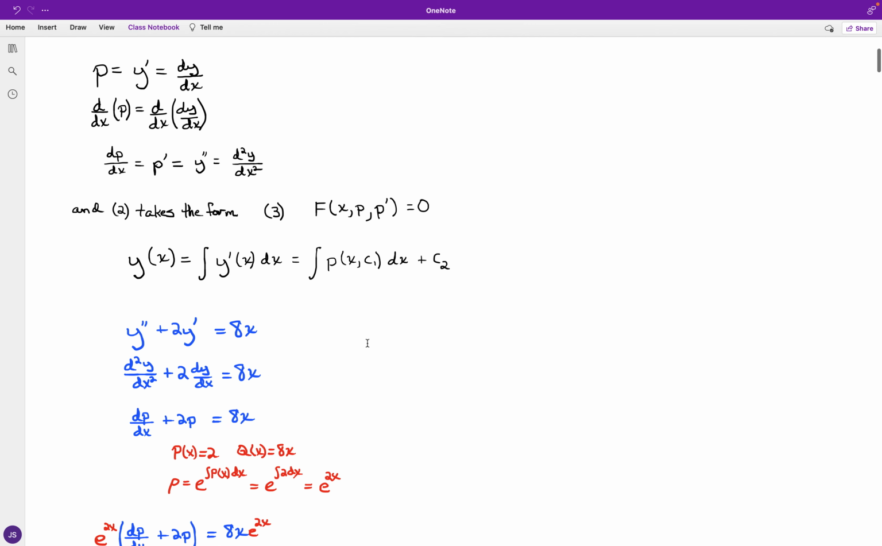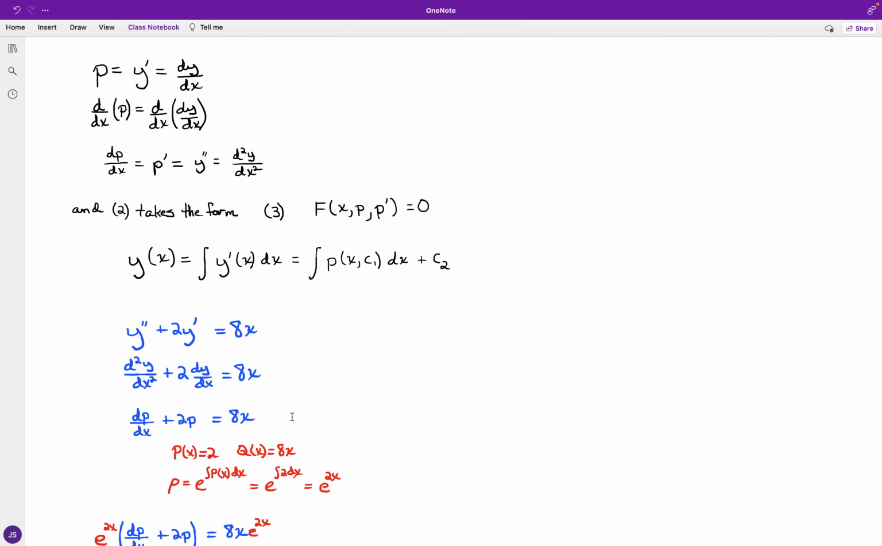And again, just going back to the substitution variable p. So again, p is dy over dx. And p prime is going to be d squared y over dx squared. And p prime is dp over dx. And again, 2y prime would become 2p. And so we have dp over dx plus 2p equal to 8x.